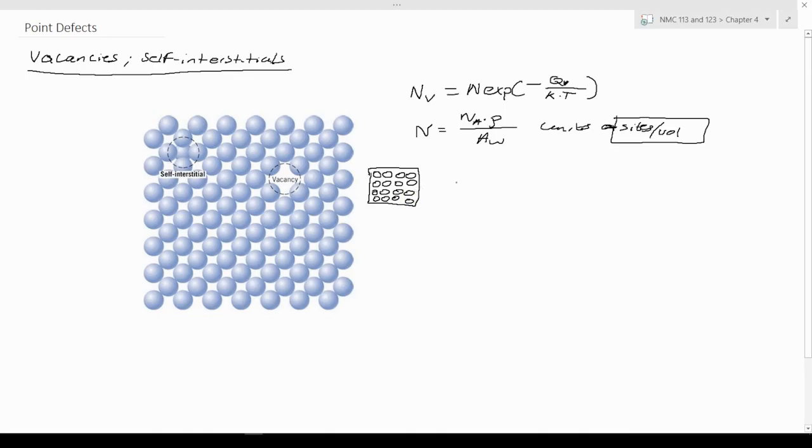Sometimes they would ask you to calculate the vacancy concentration. That's just N_V over N. That's the vacancy concentration. So you don't actually need to do anything extraordinary about this. We'll do examples, like I said in some of the videos; here we're just discussing the concepts.